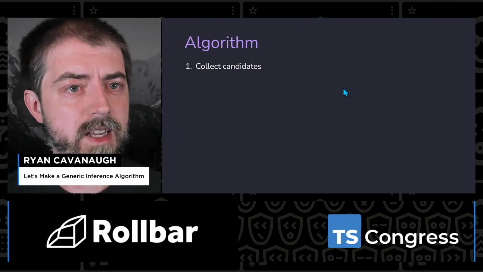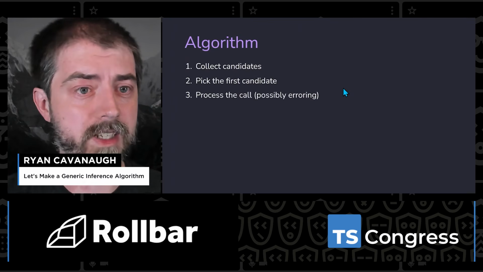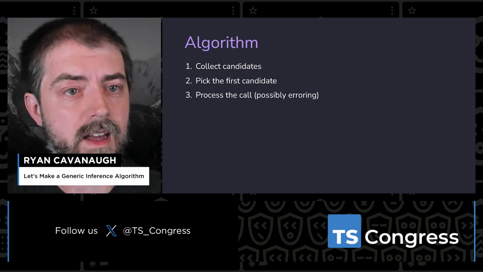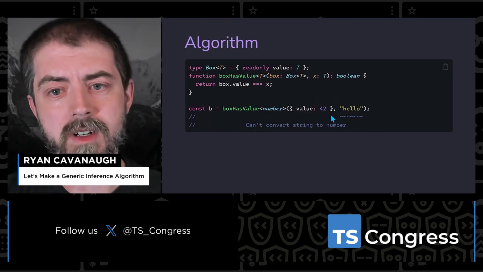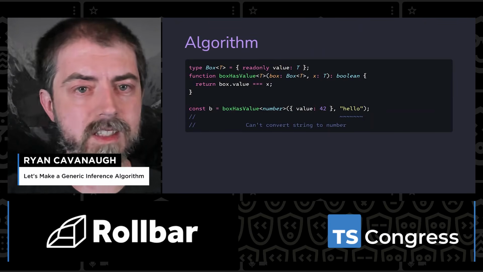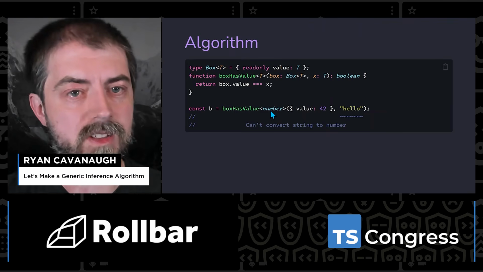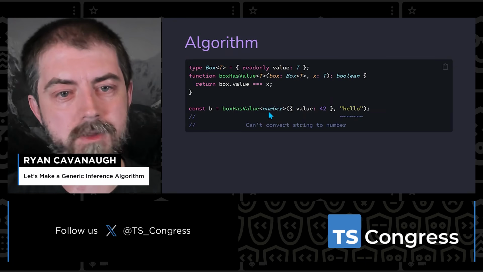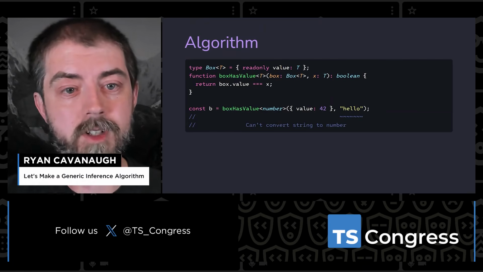So our algorithm becomes: collect candidates, pick the first one, and then process the call, possibly erroring because we think that you wrote those type arguments with a purpose. So it looks like this. We say it's as if you had written box has value of number, so we can't convert the string to the number here. Again, this is the inference process. We're always trying to figure out what you would have written had we made you write this. And if you feel like writing box has value of unknown here, you're always free to write these type arguments explicitly. It's all about what the inference behavior should be.